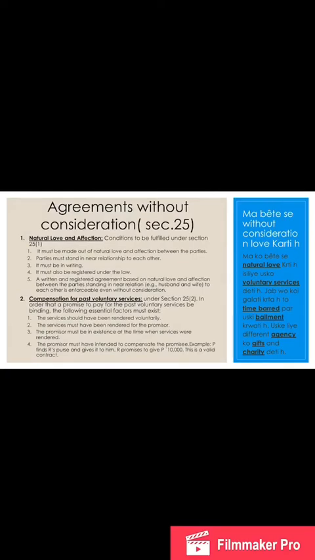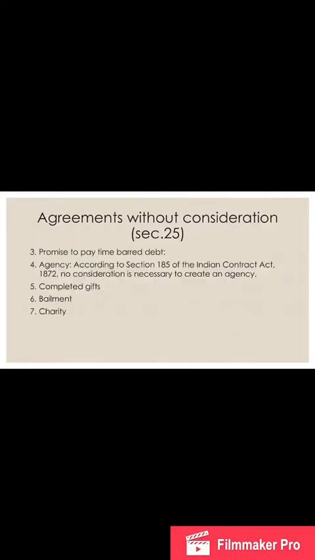Natural love represents our first exception, that is natural love and affection. Voluntary services represents the second exception, which states compensation for past voluntary services. Then next will be promise to pay time-barred debts, then agency, completed gifts, bailment, and charity. So these were all the exceptions stated under Section 25 of the Indian Contract Act, where agreements are allowed to be made even if they lack consideration.